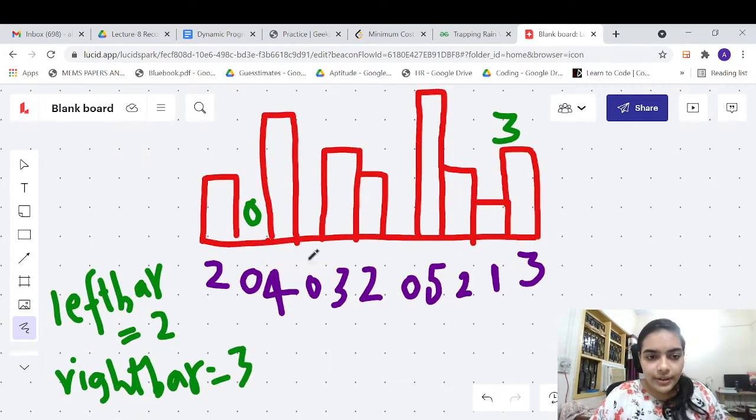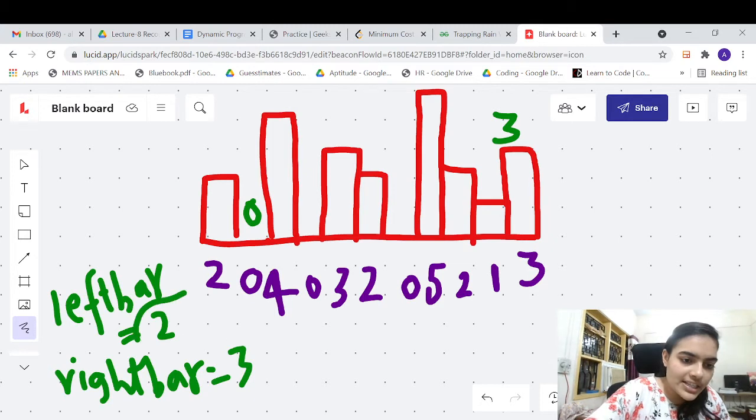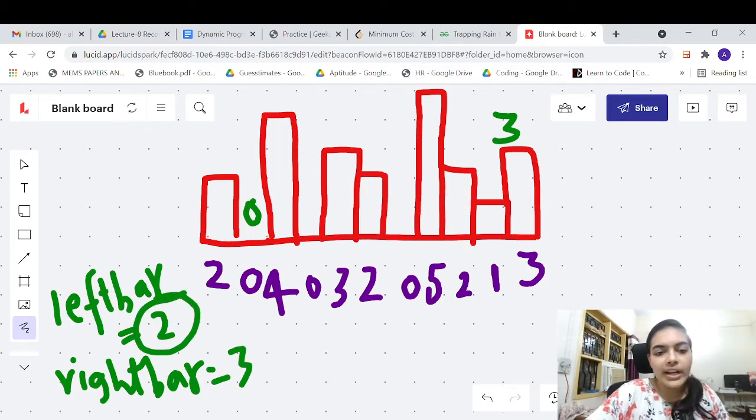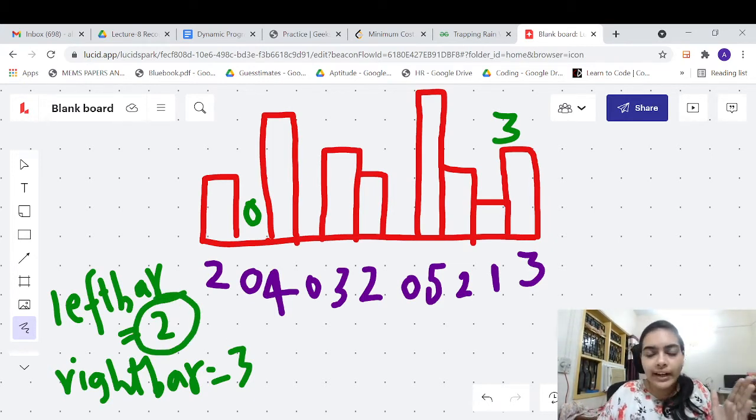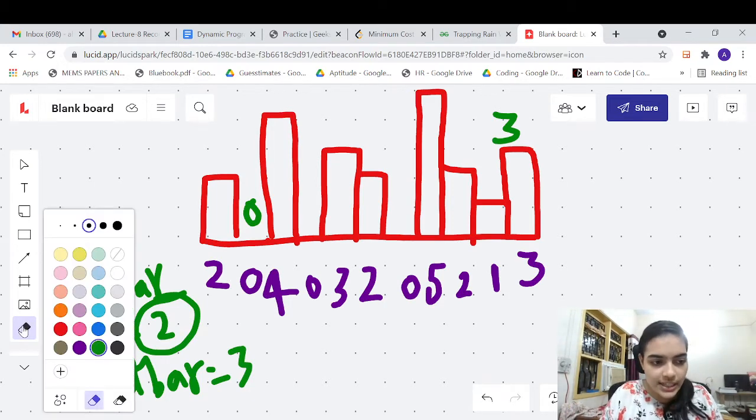Now we have to find out how much water it can store. On the left side it has a supporting bar which can support it up to 2, right? So this will be the deciding block. We know that the left bar is a deciding block because it is smaller. So how much water will it store?